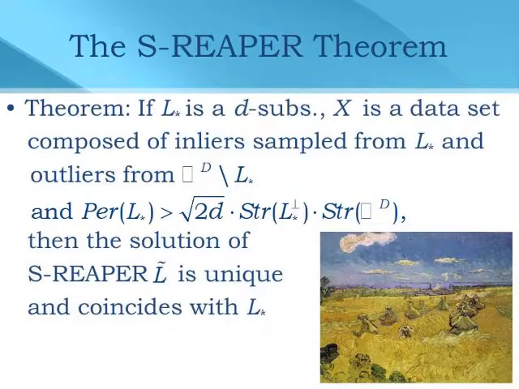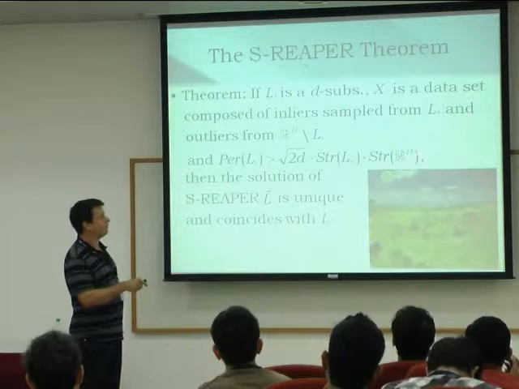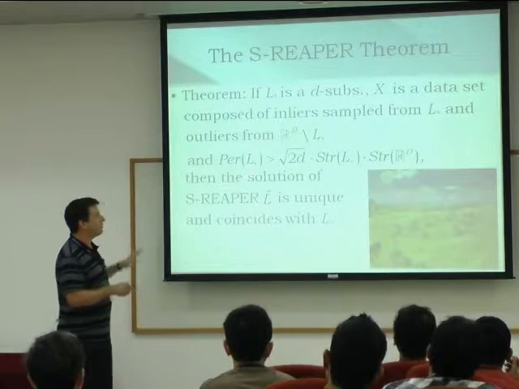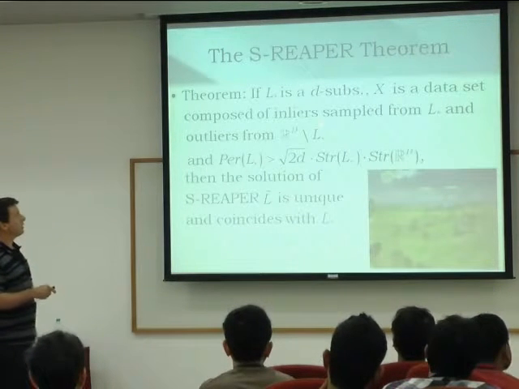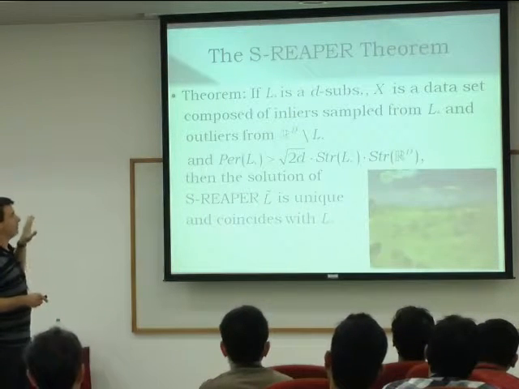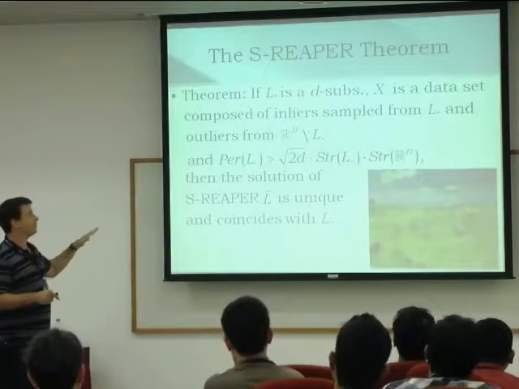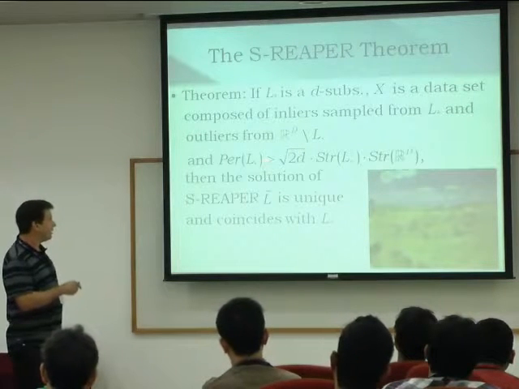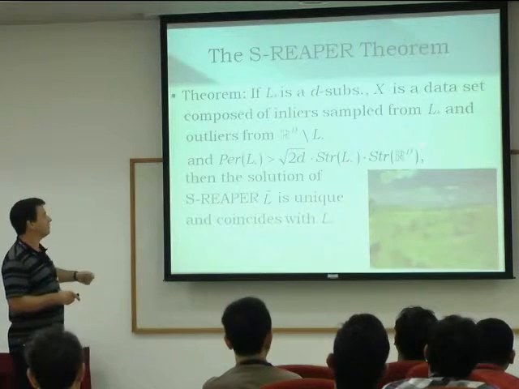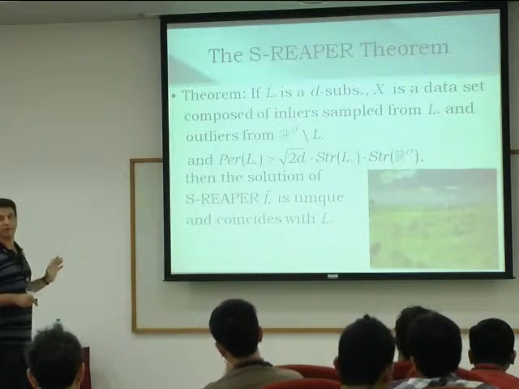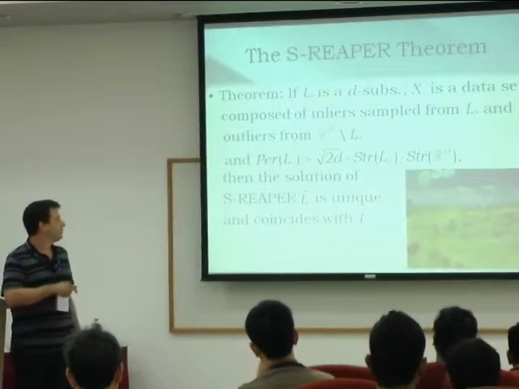Our deterministic condition will be that the permeance is large and the linear structures of the whole space and the orthogonal complement of this are small in the following way. Given this deterministic condition, we can prove that if L star is the D-dimensional subspace and you have data points such that some of them are from L star and some are from the complement of L star, and you have only this condition, then the S Reaper problem will find the underlying subspace L star. So this is our condition.